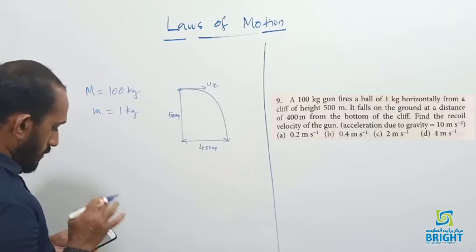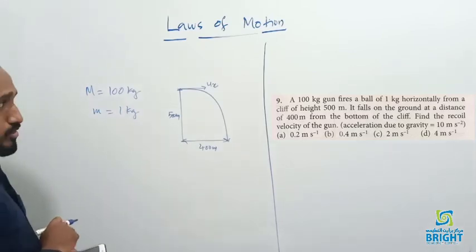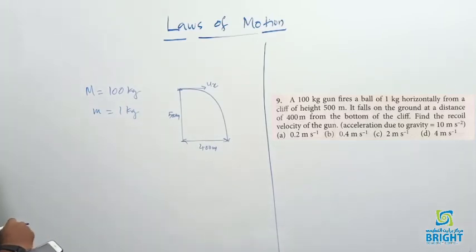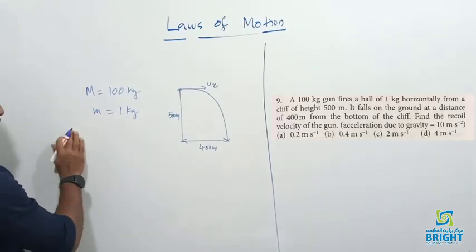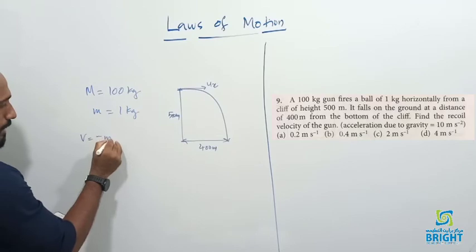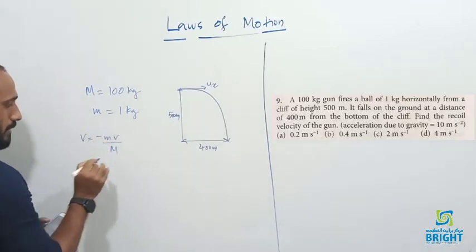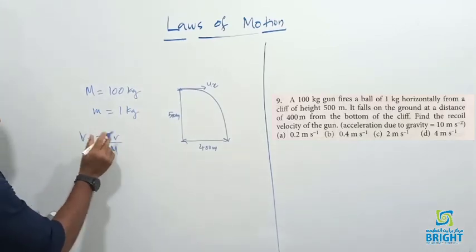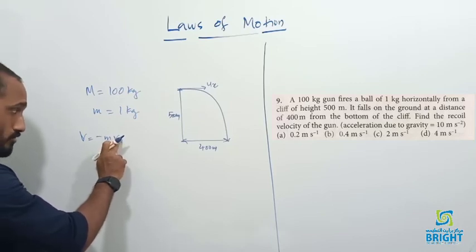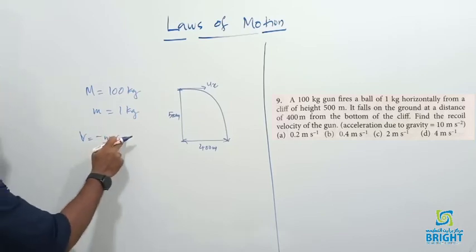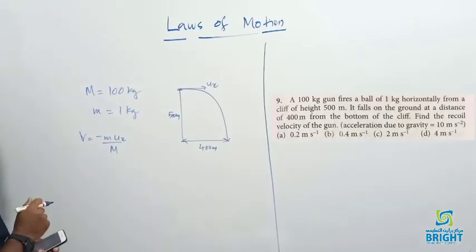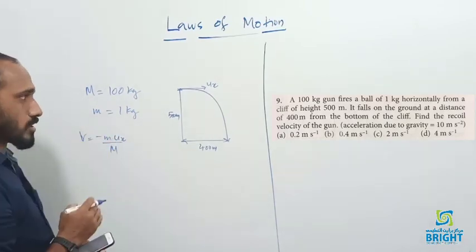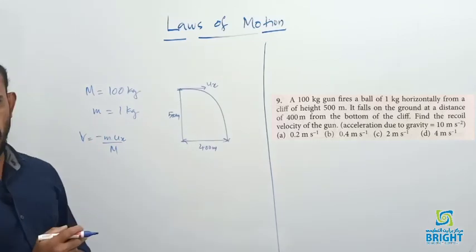Now these are the given values. You have to find the recoil velocity of the gun. So for recoil velocity, the equation we got earlier: V is equal to negative m into v by capital M. So this v is actually the initial velocity of the bullet, so here I am putting it as ux. So m ux by capital M is the recoil velocity. You have to find what is ux.